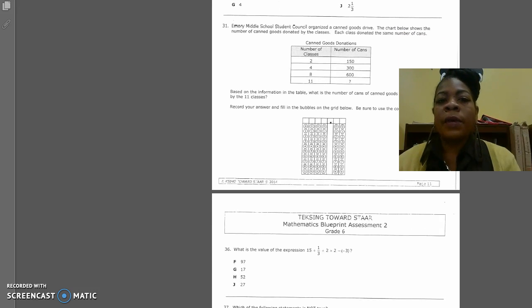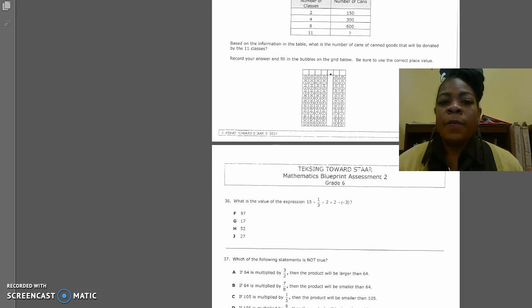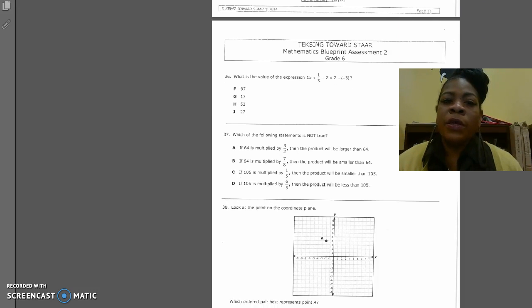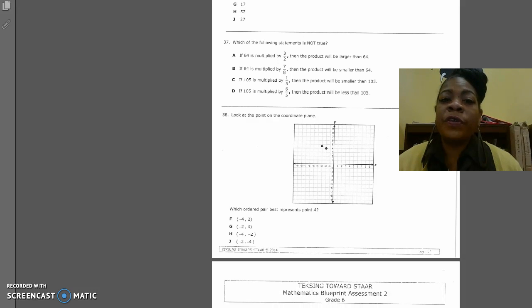31. Emory Middle School Student Council organized a canned goods drive. The chart below shows the number of canned goods donated by the classes. Each class donated the same number of cans. Based on the information in the table, what is the number of cans of canned goods that will be donated by 11 classes? Record your answer. 36. What is the value of this expression? 37. Which of the following statements is not true?